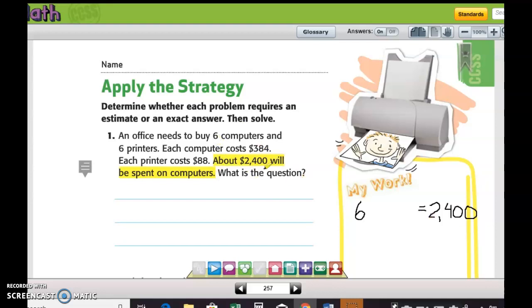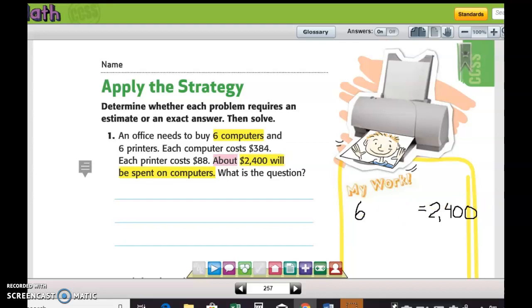So I got you started right here because it says computers. I know I'm going to use the computer's information, so I put the 6. And then it also says about, which I should have done in pink because that's a keyword, which tells me I'm going to estimate. Well, it says about 2,400 will be spent on computers, so that is the answer.